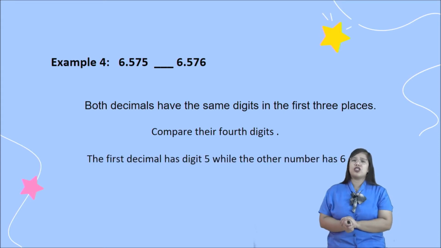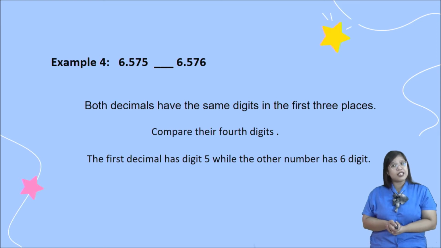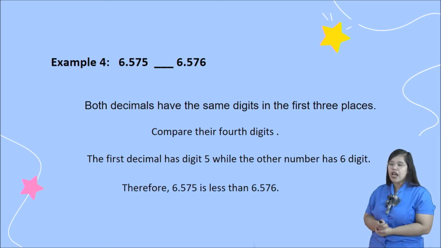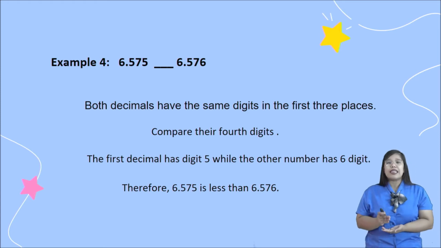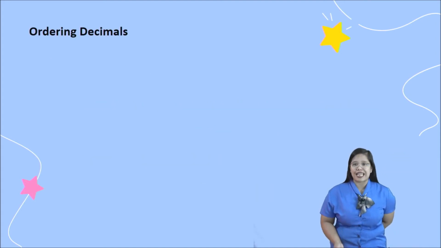The first has 5, while the other has 6. As you can see, kids, 5 is less than 6. So therefore, 6 and 575 thousandths is less than 6 and 576 thousandths. Proceed to the next one, which is ordering decimals.